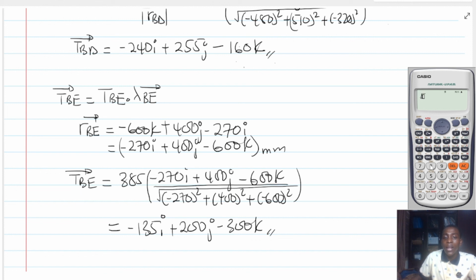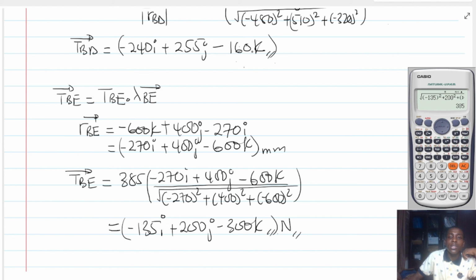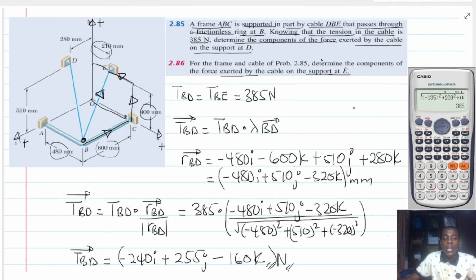If I want to be sure that what I'm doing here is correct, I will actually find the magnitude. So minus 135 squared plus 200 squared plus minus 300 squared. Oh, 385. It means whatever I'm doing is correct. This is actually in newtons, and this is also in newtons. So that is the problem being solved. I hope you get a concept. Thank you very much for watching.